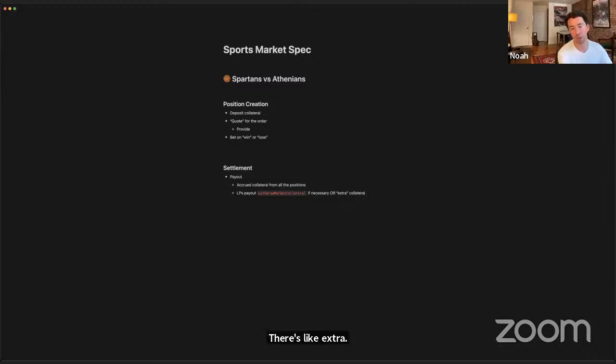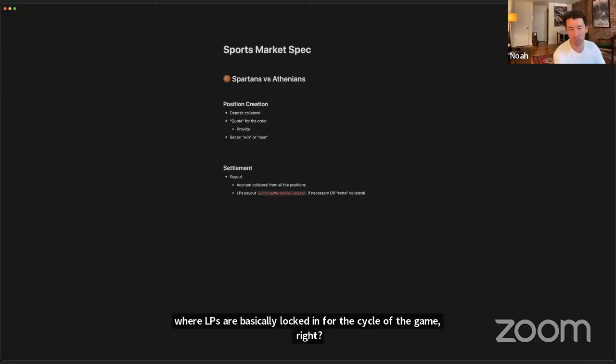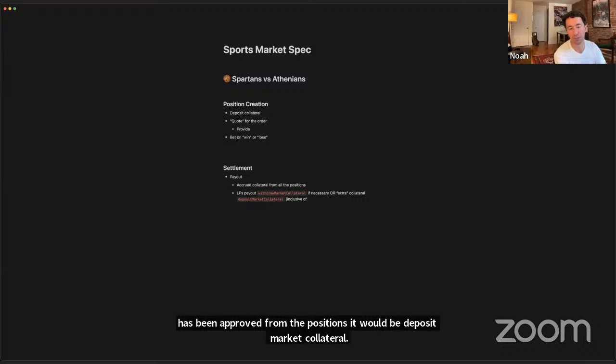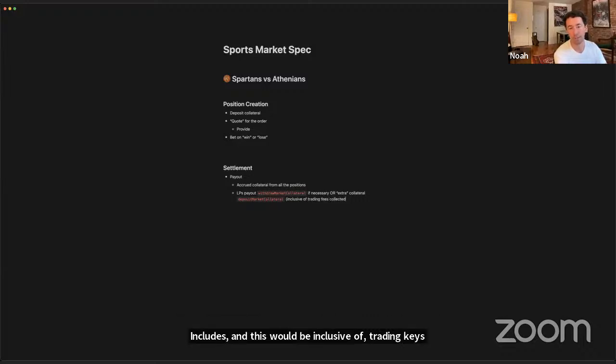This is a situation where LPs are basically locked in for the cycle of the game, right? Because you have an issue of passive liquidity right before it ends. I think they call it a gamma explosion in options lingo. Or extra collateral has been accrued from the positions, which would be deposit market collateral, inclusive of trading fees collected effectively, right?